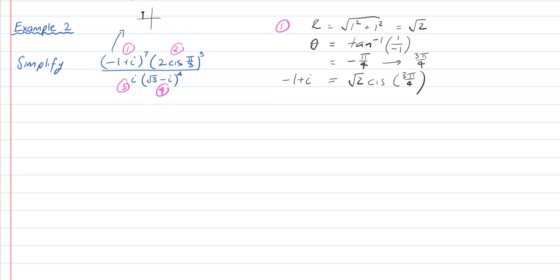That's the first one. 2 is already done for us, so we get 2 cis pi on 3, so that's nice. I'll just quickly do the third and fourth, and you can just email me if you have any questions.